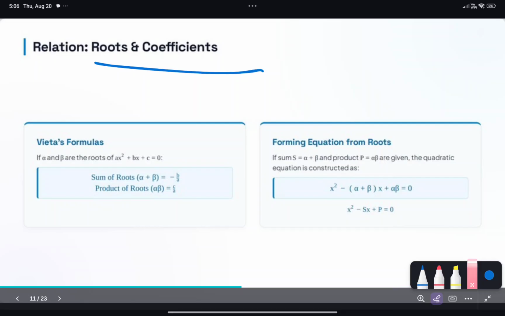If alpha and beta are roots of ax square plus bx plus c, the sum of the roots must be equal to minus b by a, and the product of the roots must be equal to c by a. Forming an equation from the roots: in a question they give the roots of an equation and we don't know the equation. How do we find it? With the help of this formula.